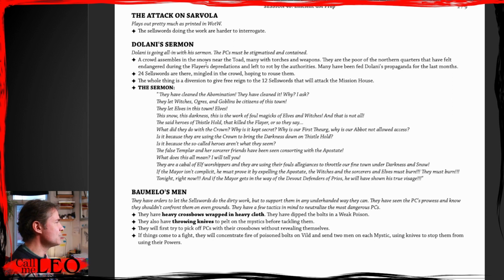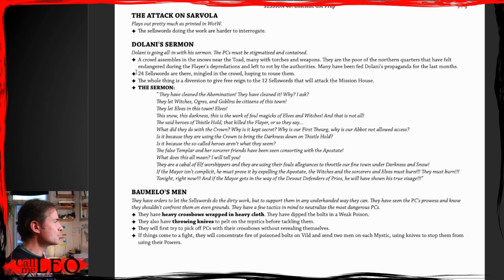They have felt endangered during the flares' depredations, left to rot by the authorities. Many have been fed, blah blah blah. So this comes as a new thing for the PCs. They didn't really realize how much anguish the regular population, the poor people, lived. Most people that were killed by the flare were in the north part of town, and it was poor people that were getting killed. So they've had it tough, and now they are very scared because of this snow.